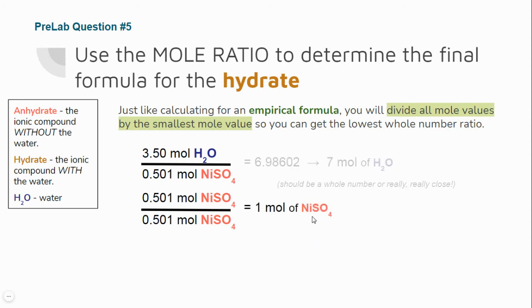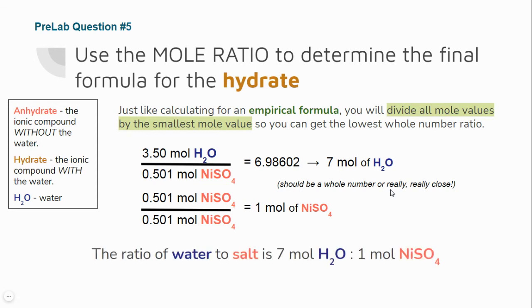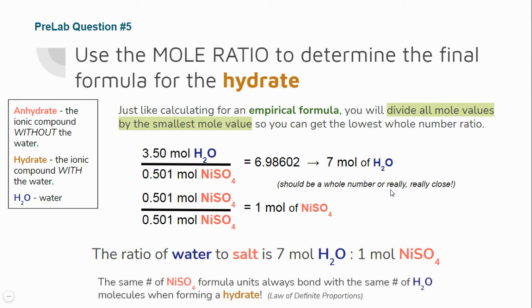When we do that, we end up getting 1 mole of NiSO4 and then 6.986 and so on. But it really should be very close to a whole number. So we're going to go ahead and just round it up to 7 because we can't have 6.9 waters. You can only have 7 full waters, right? We need a whole number ratio. So the ratio of water to salt is 7 moles of water for every 1 mole of nickel(II) sulfate. And remember, the same number of nickel(II) sulfate formula units always bond with the same number of H2O molecules when forming a hydrate. So this ratio is a definite proportion for that substance.